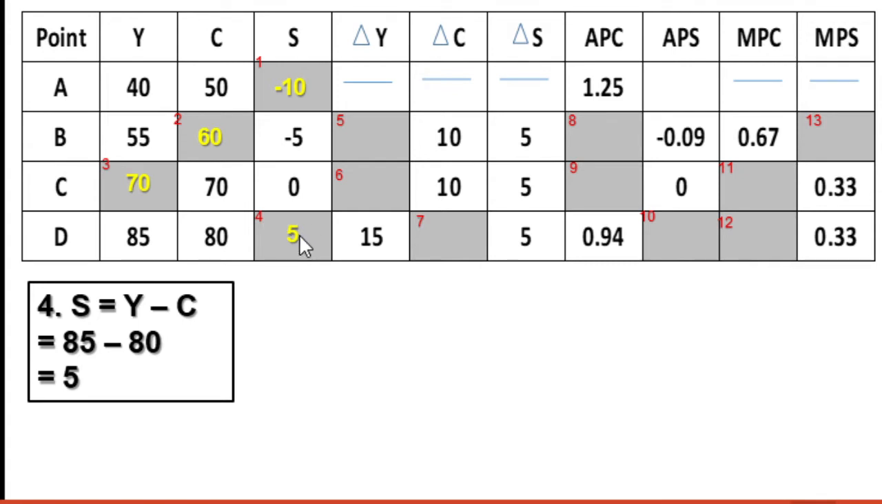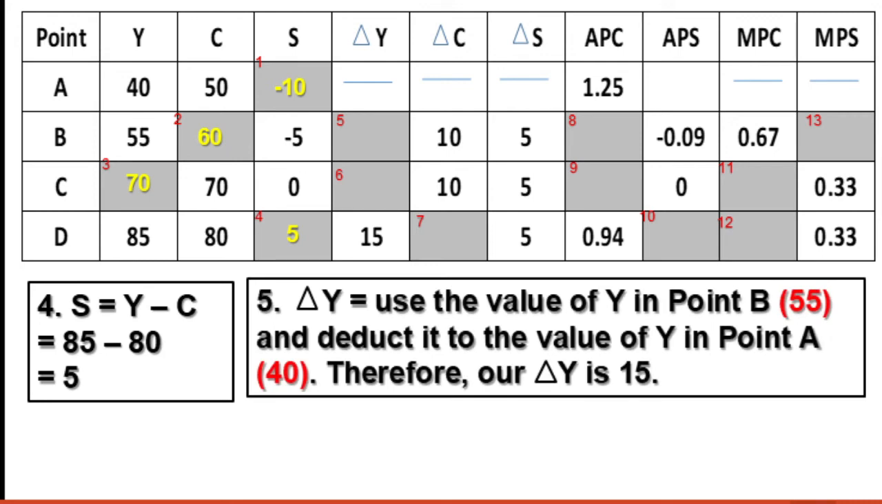Now, let us move on to number 5. The missing is change in income. The triangle means change. So, use the value of Y in point B, and that is 55, and deduct it by the value of Y in point A, which is 40. We will deduct point A from point B so that we can get the change in income for number 5. Therefore, our change in income is 15.